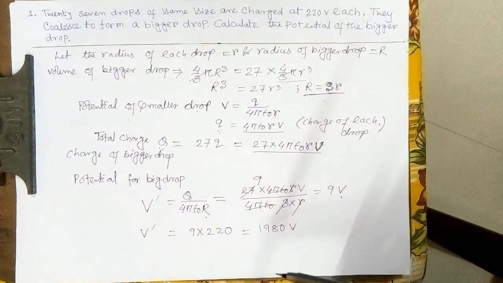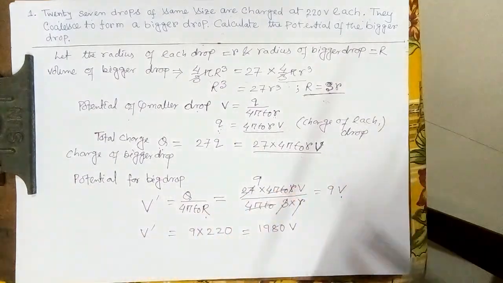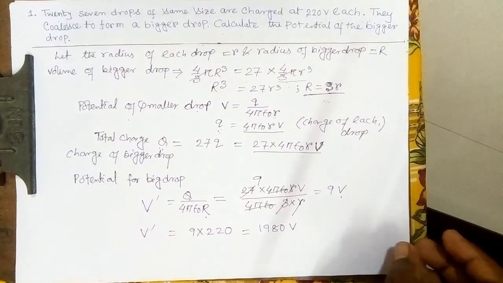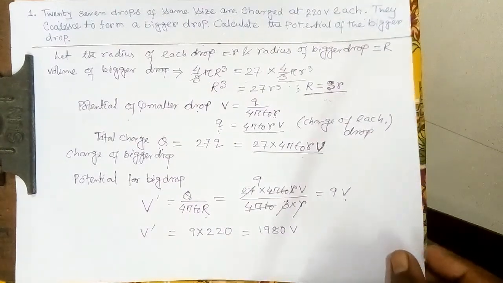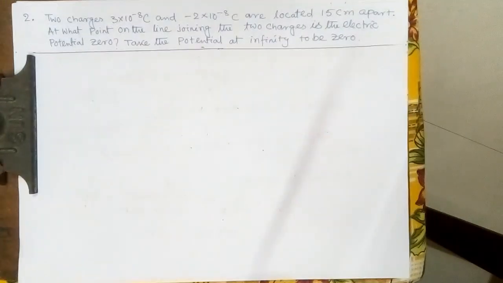So you have to multiply and you will get the total potential. So this is the numerical. I think it is very easy. Okay, next we will go for numerical number 2. This is a very important numerical, and this type of numerical comes in the exam several times.